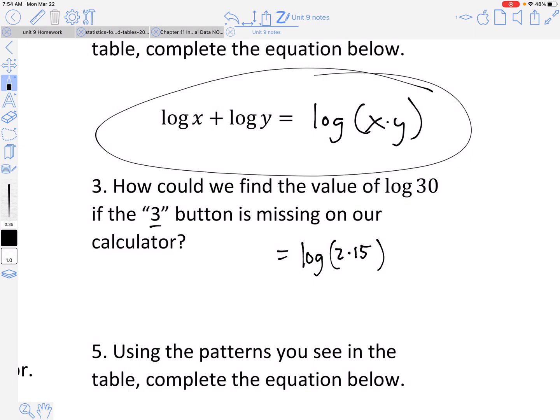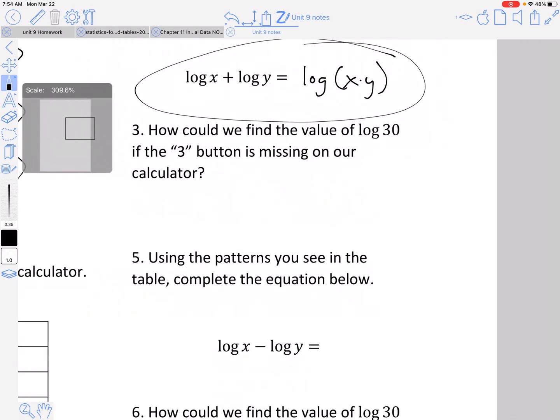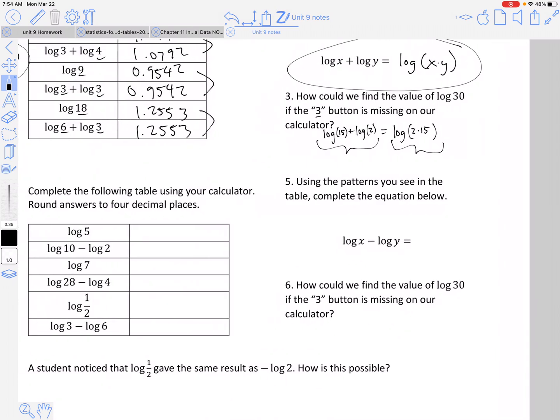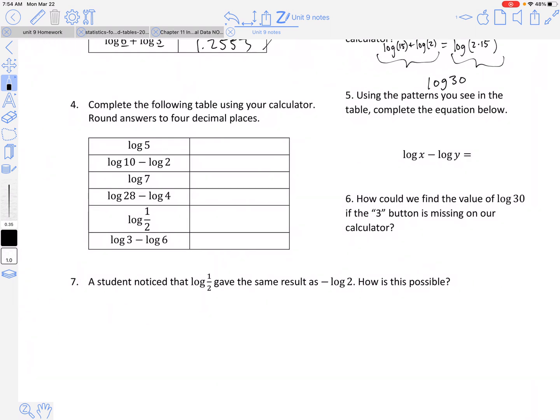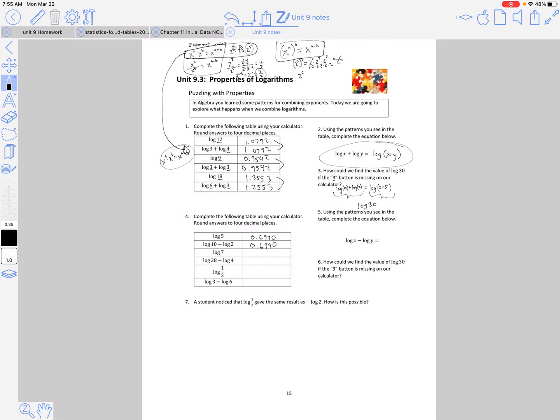Okay? I mean, we could plug that into our calculator, but we could also do log of 15 plus log of 2. So we could either put this in or this in, and we'd get the exact same thing, which would be the exact same thing as log 30, right? All right, so this one, number 4, hopefully you tried this one, and you got 0.6990. Interesting, right?